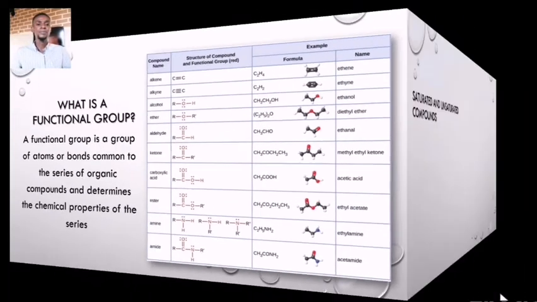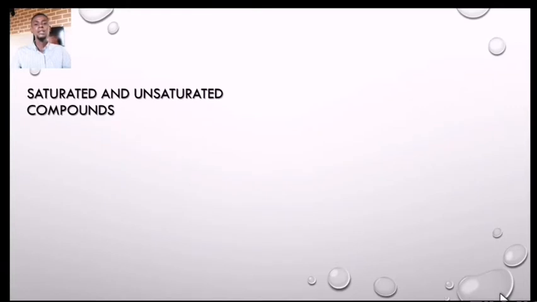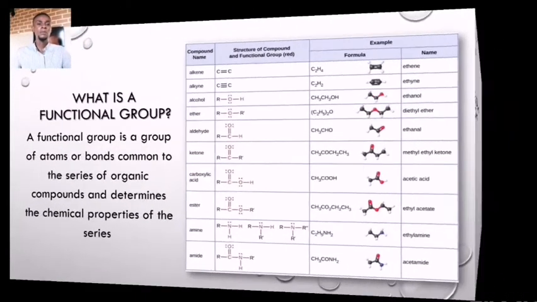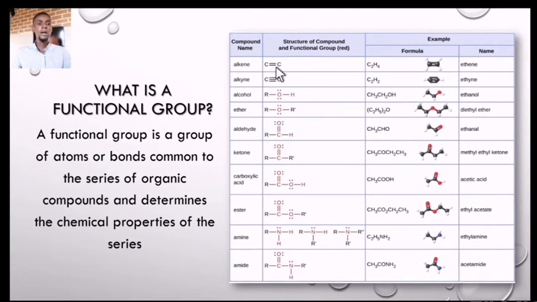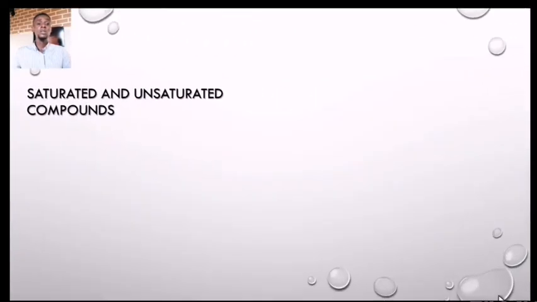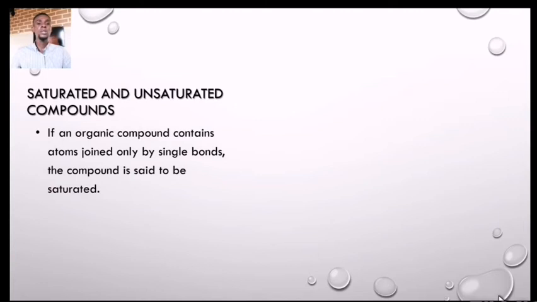Moving on. Saturated and unsaturated compounds. And what are these? From what we have here, we have a double bond and a triple bond. So what are saturated and unsaturated compounds? Saturated and unsaturated compounds have to do with what kind of bond is present in an organic compound.